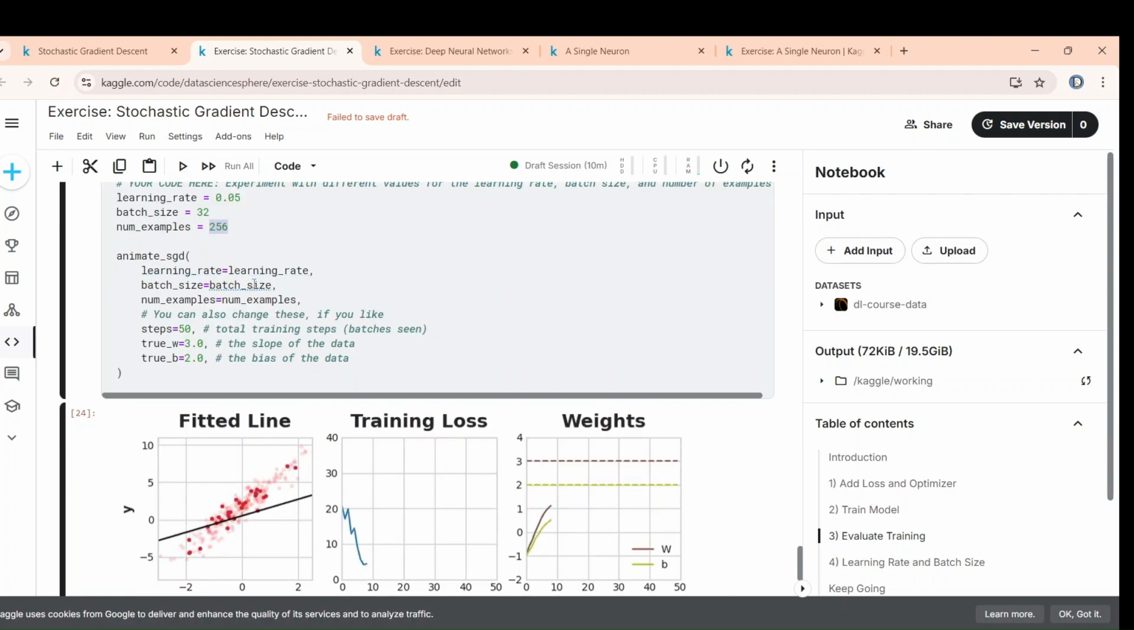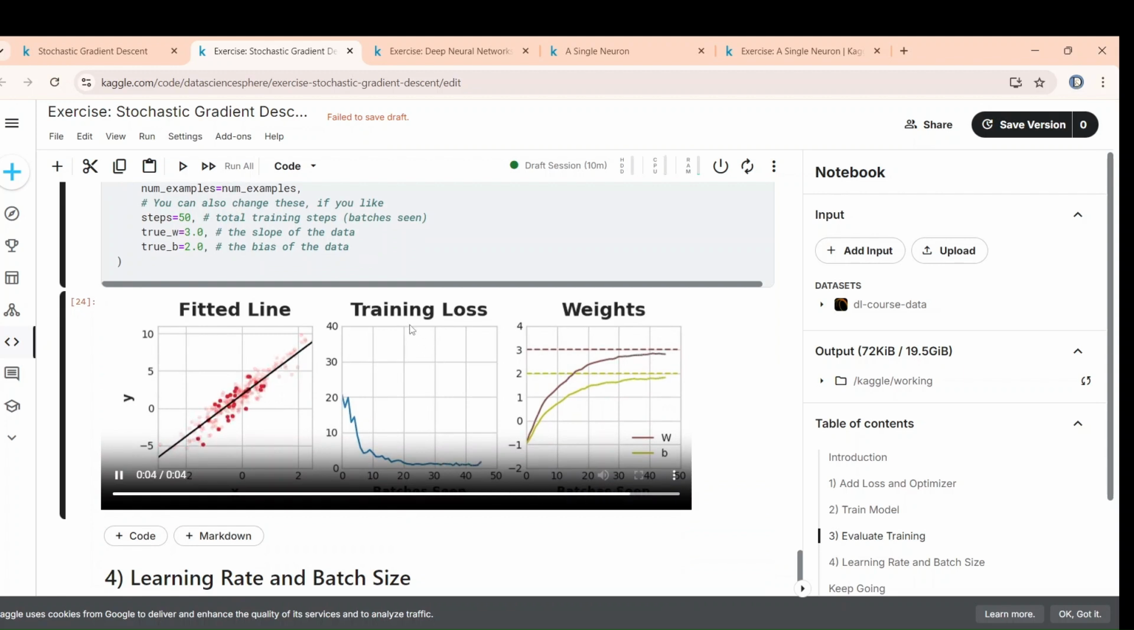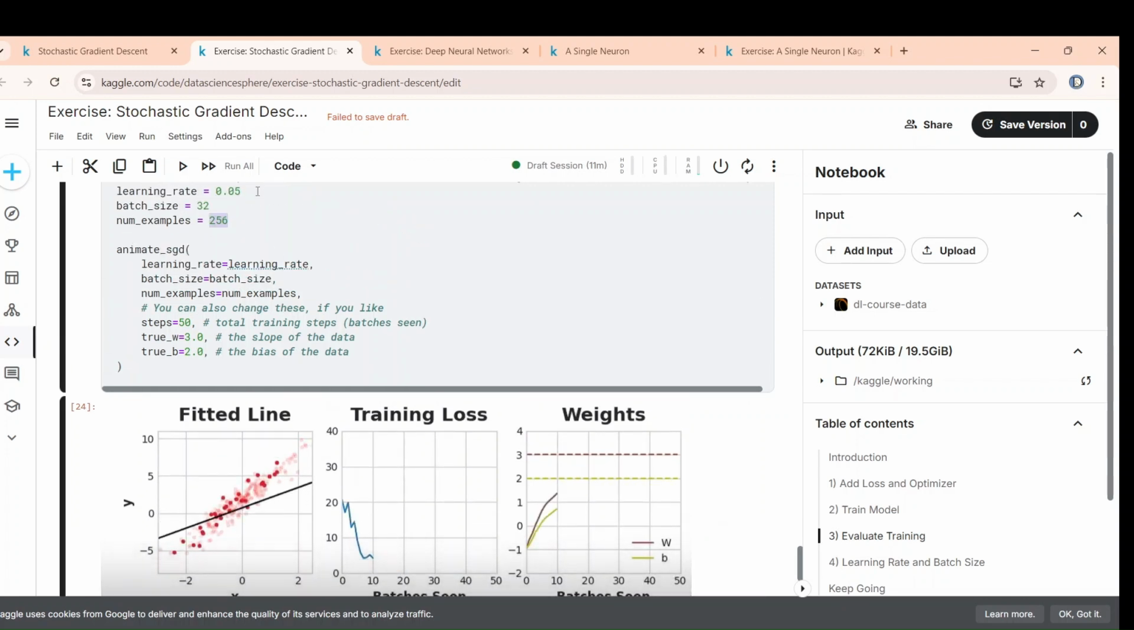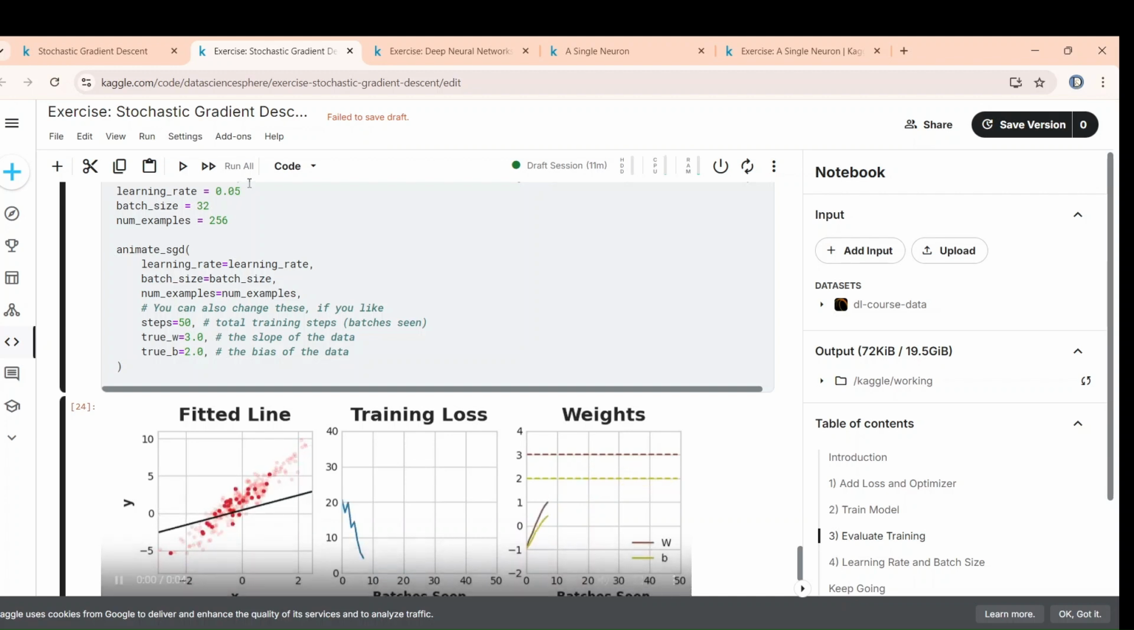Now learning rate, batch size, and number of examples. Steps 50. This is the slope of the data, and this is the bias of the data. See, this is the fitted line. Here is how it is changing, and this is the training loss, and this is how weights are getting changed. This is weight W, the maroon one, and this one is the bias. If you want, just see how it is changing. First, notice this one. This is slowly moving.